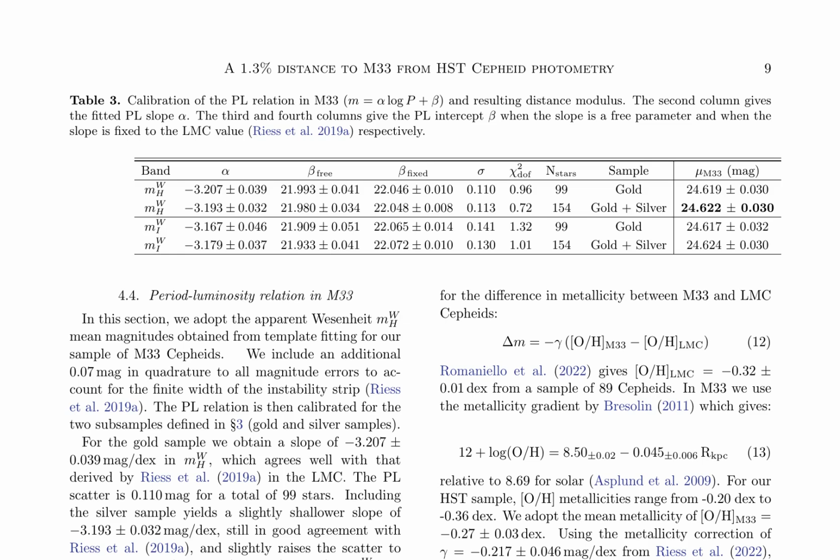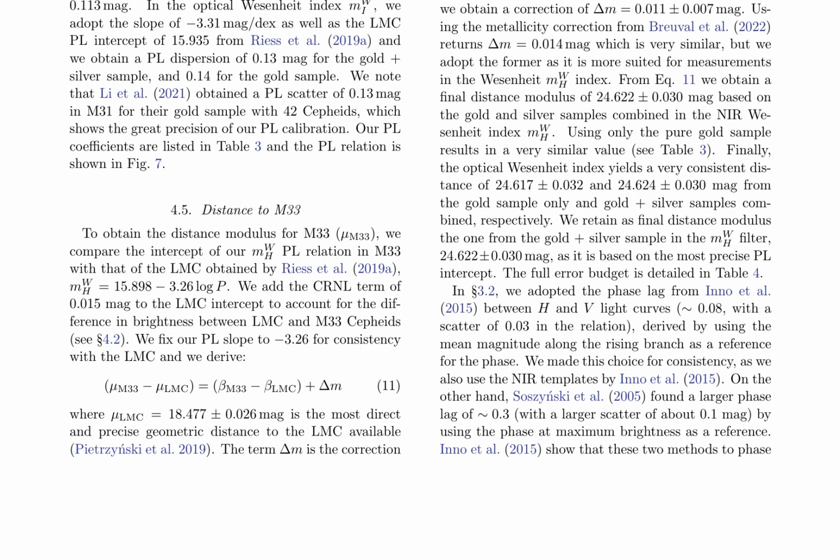The authors adopt the apparent Wesenheit mean magnitudes obtained from template fitting for their sample of M33 Cepheids, including an additional 0.07 mag in quadrature to all magnitude errors to account for the finite width of the instability strip. The PL relation is then calibrated for two subsamples, the gold and silver samples, yielding a slope of −3.207 plus or minus 0.039 mag per dex in the near-infrared Wesenheit index MW_H. The PL scatter is 0.110 mag for the gold sample and 0.113 mag for the combined gold and silver samples.